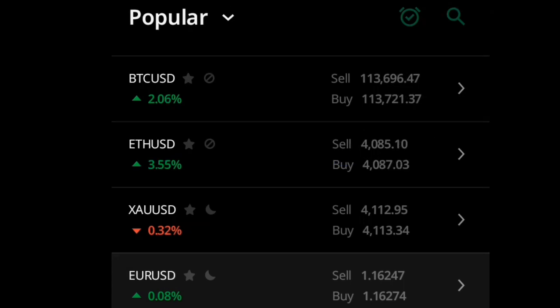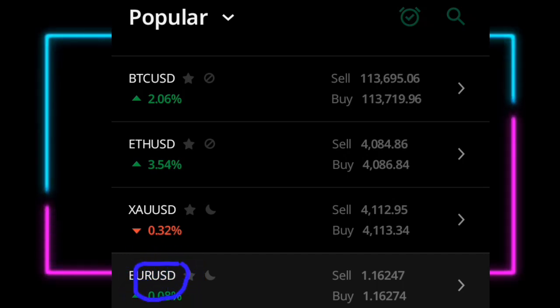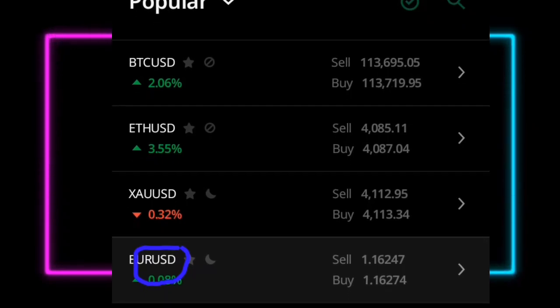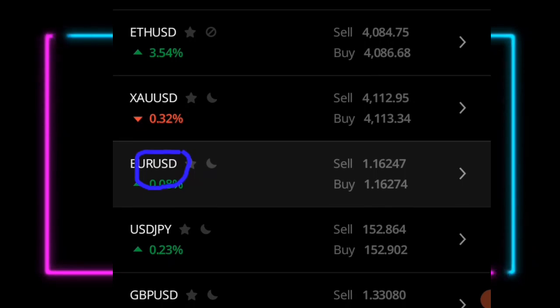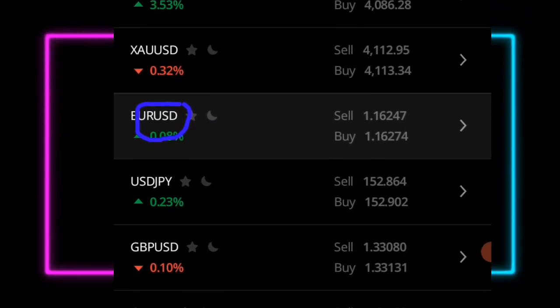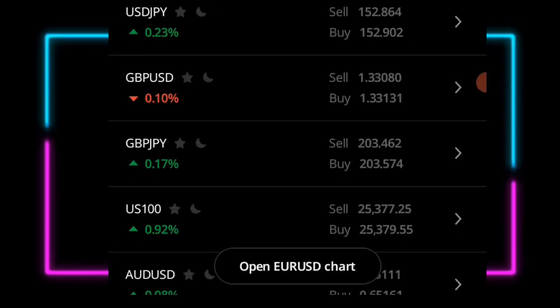Now if you are trading Forex, you can trade on EUR/USD. These are instruments that you can be trading on. We have also USD/JPY, GBP/USD, GBP/JPY, and AUD/USD. Remember, these are instruments that you can trade on.